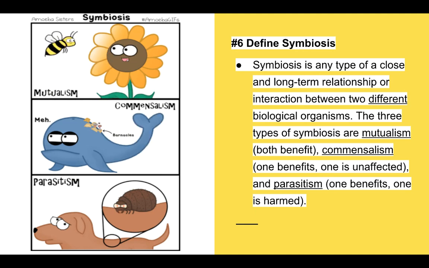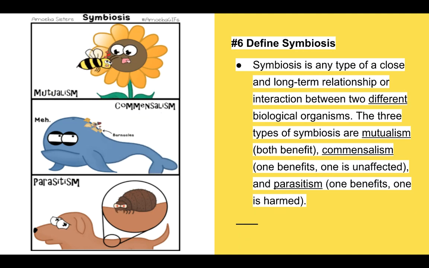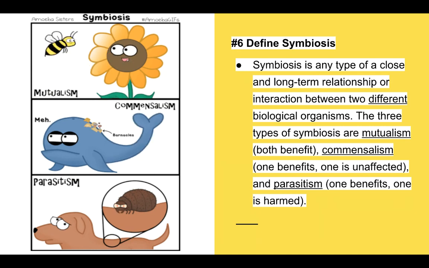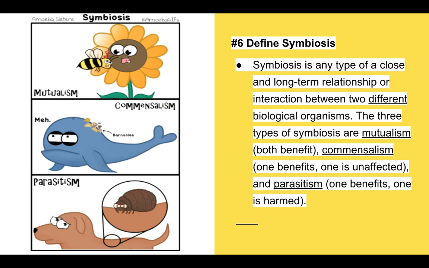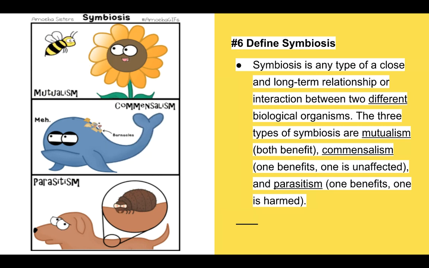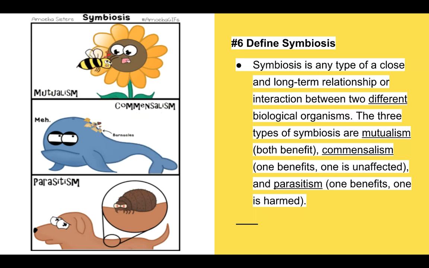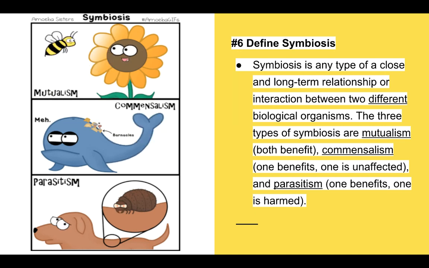Define symbiosis. Symbiosis is any type of a close and long-term relationship or interaction between two different biological organisms. The 3 types of symbiosis are mutualism, where both organisms benefit; commensalism, one organism benefits, the other one is unaffected or not harmed; and parasitism, one organism benefits and one is actually harmed. And we have some examples here.